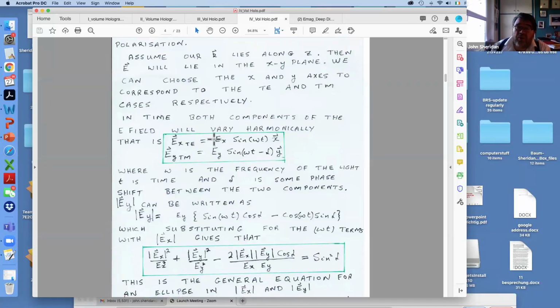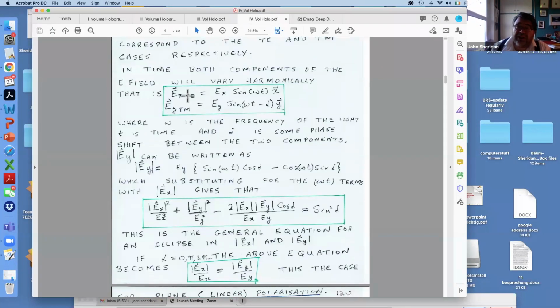In time, both components of the E field will vary harmonically. So you can have something which looks like this. You've got amplitudes, sinusoidal variations with respect to time, and an orientation. If the E is in the X direction, we can call that EX, and if the E points in the Y direction, we can call it EY. If it's linearly polarized, we can have beams where the actual E field has components in X and Y.